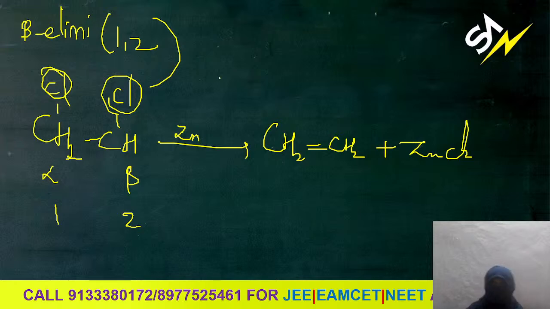Okay, so elimination is also finished. Beta elimination comes in the syllabus, alpha does not come. That's all. Please remember the meaning of alpha and beta. That is the important thing here, and beta elimination is important.